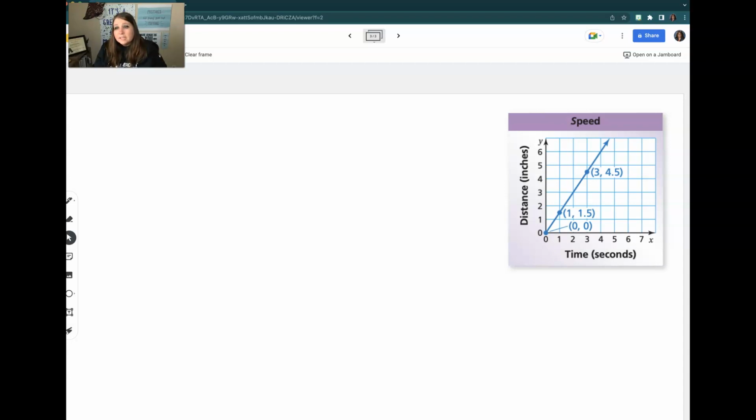You can see it's how far in seconds. So how many inches per second. Okay, so we're looking at how far per second. So how many inches per second? Tell the unit rate in inches per 1 second.